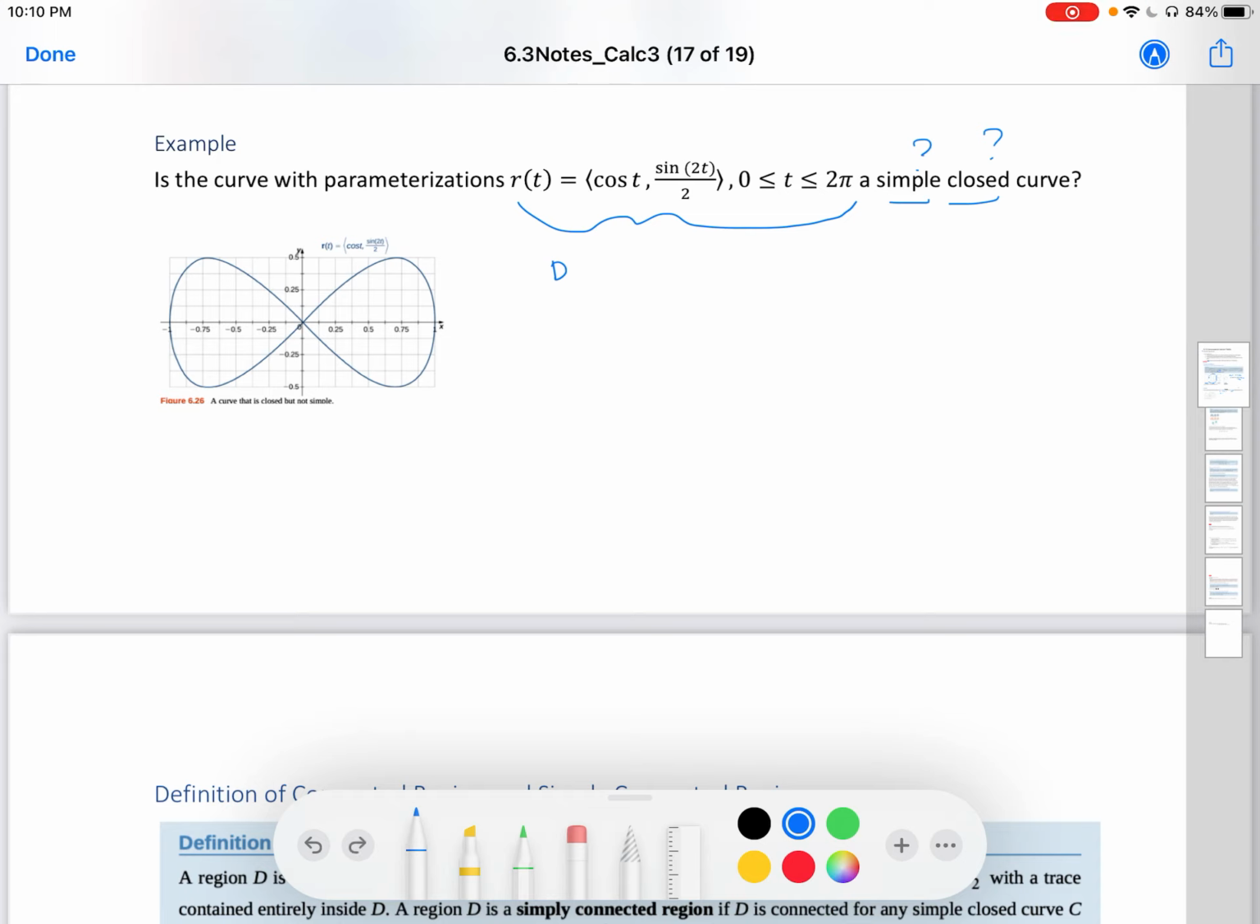computer and search on Google for the Desmos graphing calculator and type this in. Once you start typing it, if you put it in parentheses using t, it'll also give you a chance to enter your bounds. You'll get this image in return, and you'll see that this curve is closed but not simple, because it crosses itself.